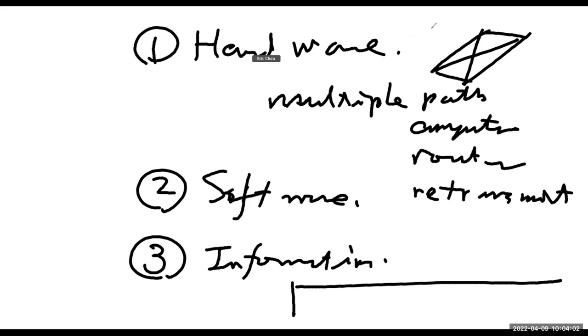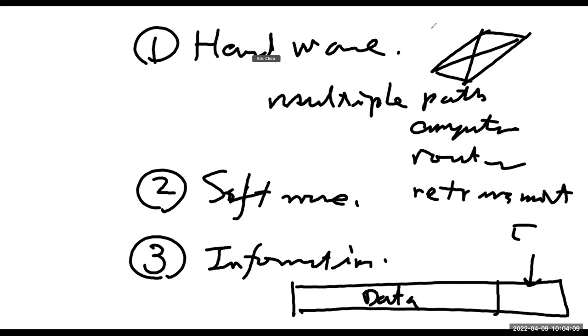Information redundancy means that you put the data over here, but you also put some error correction code. The error correction code arrives together with the data at your destination, and the destination checks the error correction code against the data to see whether they match or not. If they don't match, then it will request the sender to resend.